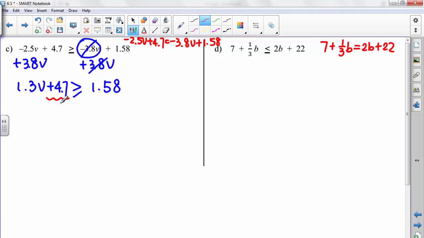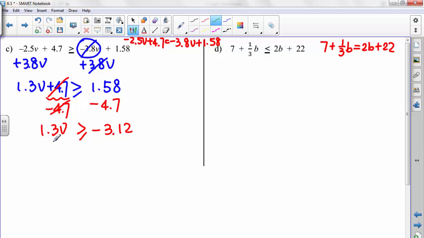This time, you will realize you need to cancel positive 4.7. If I want to cancel positive 4.7, I subtract 4.7 from both sides. Likewise, because you subtract the same number from both sides, there's no need to change the inequality sign. So you will keep the greater than or equal to sign for the next step. Cancel these two, and put down 1.3v only on the left side. The right side is 1.58 minus 4.7, so we will get the result negative 3.12.